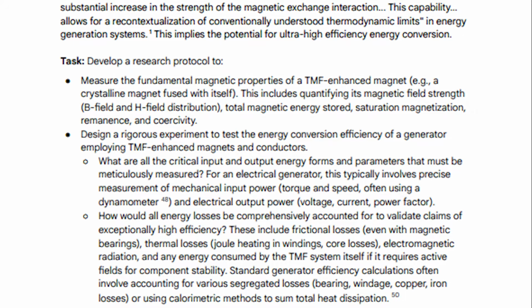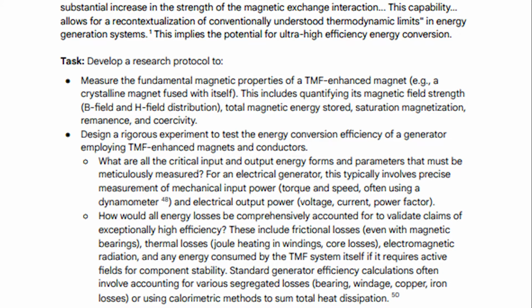For an electrical generator, this typically involves precise measurement of mechanical input power, torque and speed, often using a dynamometer, and electrical output power, voltage, current, power factor. How would all energy losses be comprehensively accounted for to validate claims of exceptionally high efficiency?